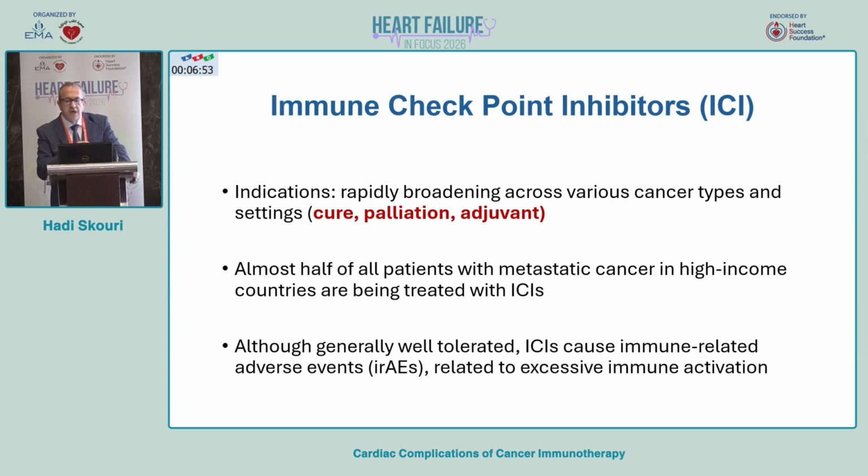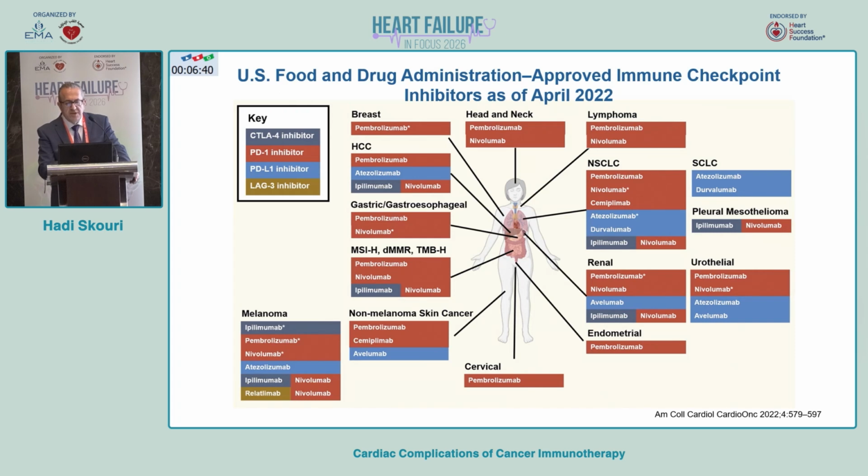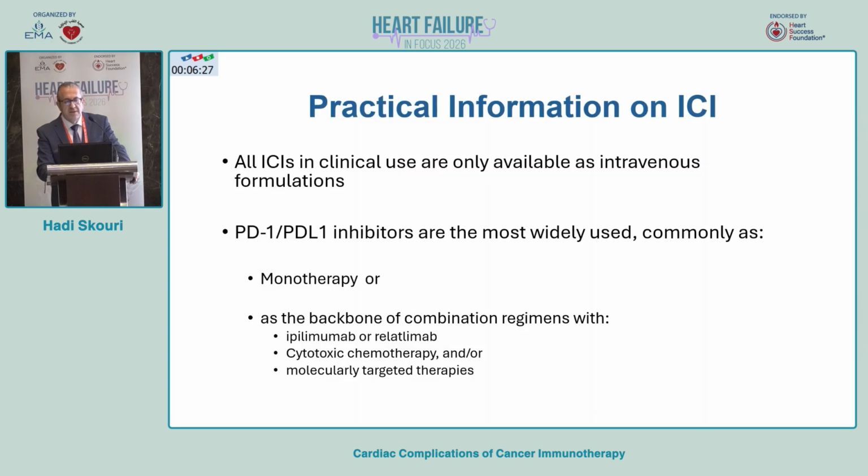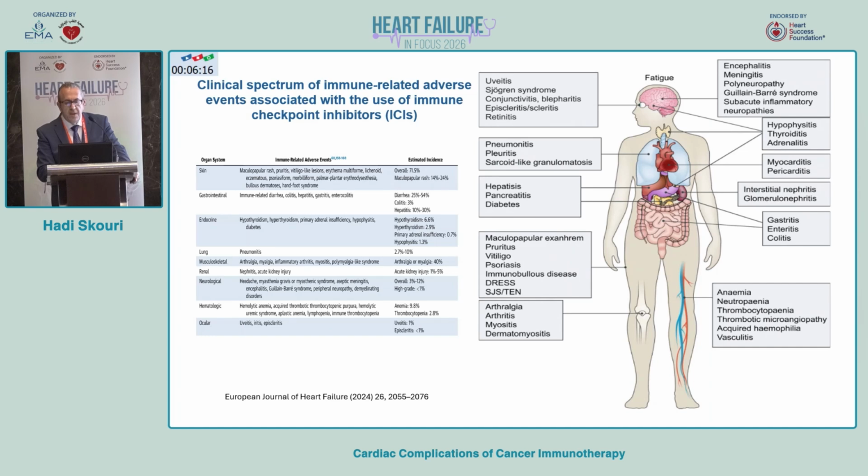Indications are rapidly broadening across various cancer types, to cure patients, as palliative therapy, as well as adjuvant therapy. Almost half of all patients with metastatic cancer in high-income countries are being treated with ICI. But they always carry the risk of immune-related adverse events due to excessive immune activation. This is from 2022, and you can see how many indications there are for immune checkpoint inhibitors, and this has been growing progressively every year. The FDA approves more and more immune checkpoint inhibitor indications. All of these are given intravenously. The most commonly used are the PD-1 and PD-L1 inhibitors, either as monotherapy or, like I told you, as combination therapy.